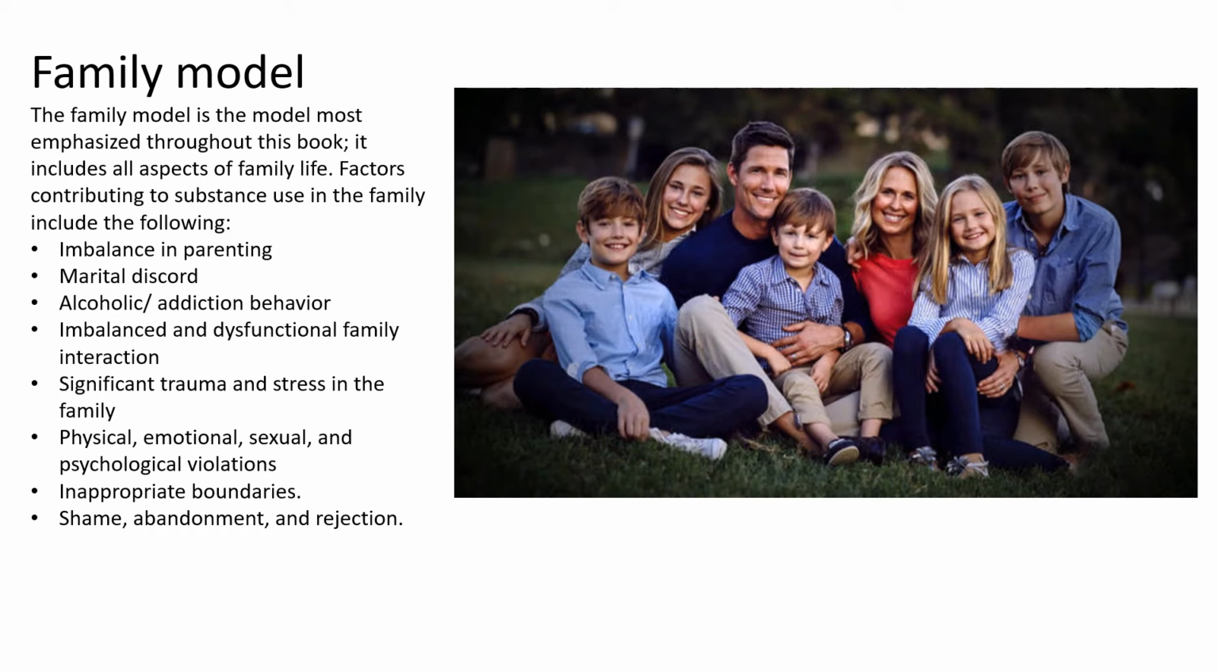So the family model is the model most emphasized throughout this book. It includes all aspects of family life, factors contributing to substance use in the family, including the following: imbalance in parenting, marital discord, alcoholic/addiction behavior, imbalance in dysfunctional family interactions, significant trauma and stress in the family, physical, emotional, sexual, and psychological violations, inappropriate boundaries, shame, abandonment, and rejection.